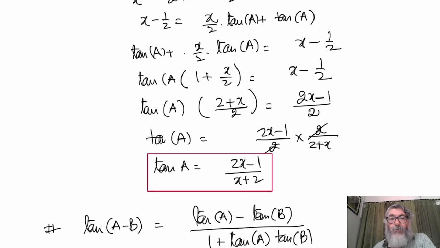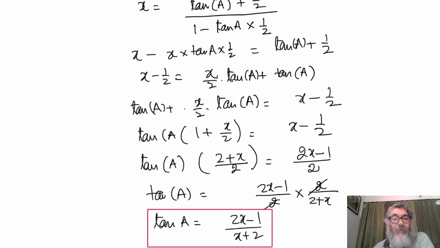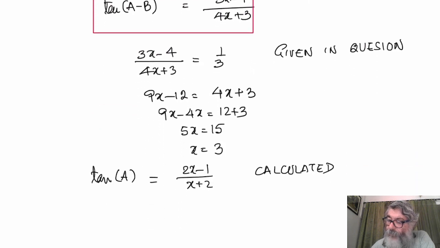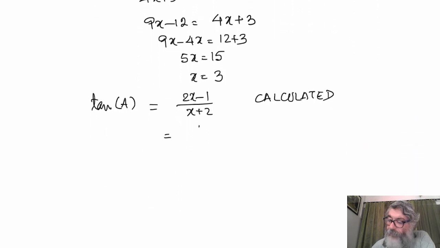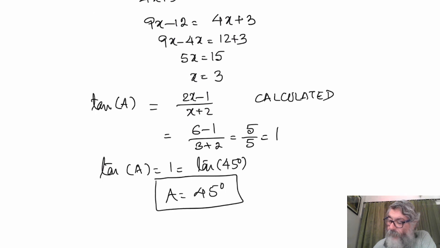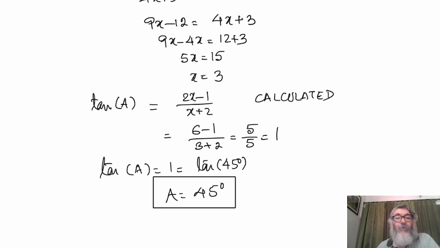So instead of tan A, I'll write (2x minus 1) upon (x plus 2), and the value of x is 3. So let us substitute the value of x. 2 threes are 6 minus 1, and 3 plus 2. So 5 upon 5 will come out to be 1. Now tan A is equal to 1, which is tan 45, because A is acute. He has said A is acute. So A is equal to 45 degrees. We have got the value of A as 45 degrees.